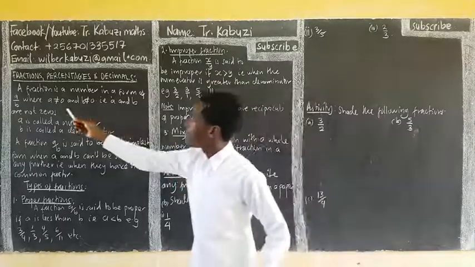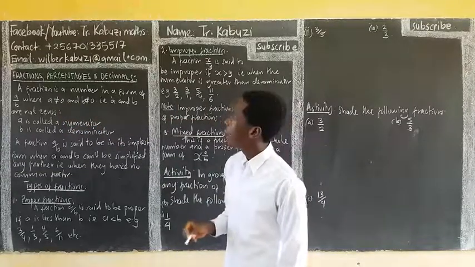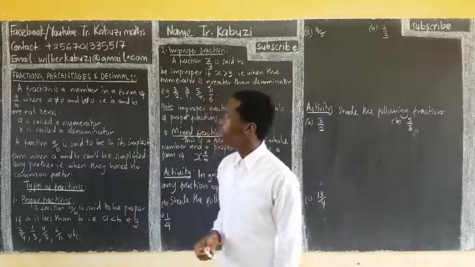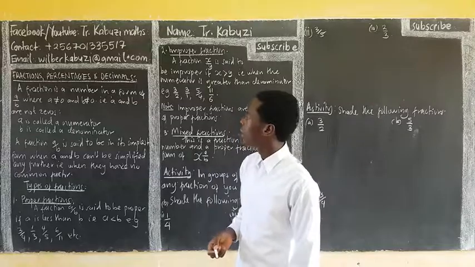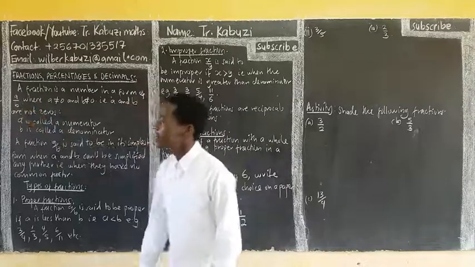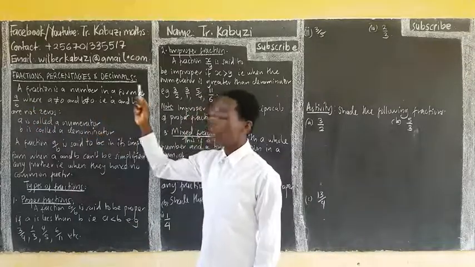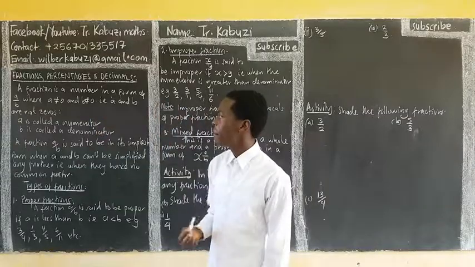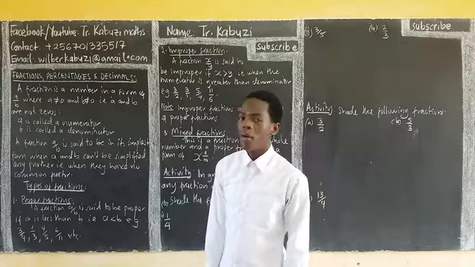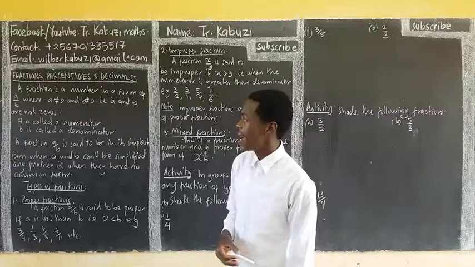A fraction, as a definition, is a number in the form of A over B, where A is not equal to 0 and B is not equal to 0. So these two are non-zeros, as simple as that. We shall see when you go up there why B can't be 0. It's because that number is going to be undefined.